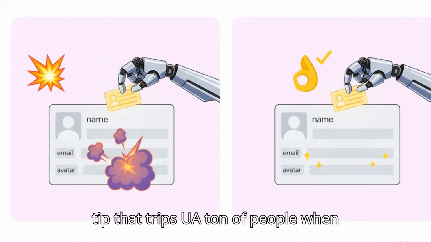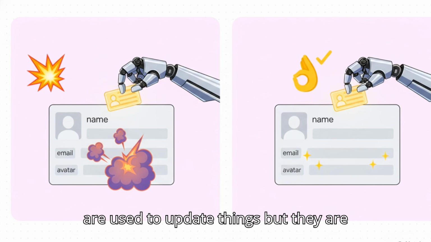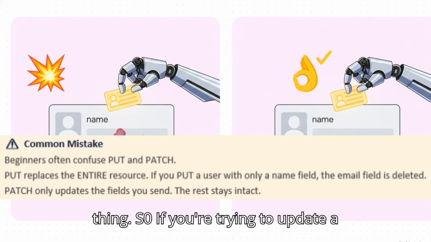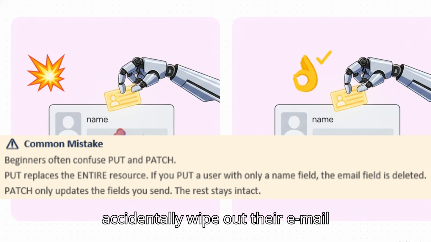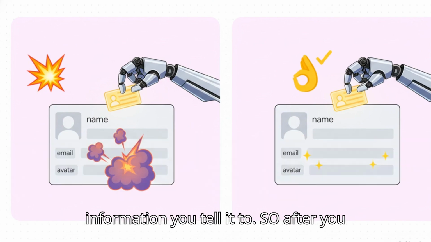Okay, here's a pro tip that trips up a ton of people when they're starting out. Both PUT and PATCH are used to update things, but they are not the same. PUT replaces the entire thing. So if you're trying to update a user's name and you use PUT, you might accidentally wipe out their email address. PATCH is way smarter. It only changes the specific little bits of information you tell it to.